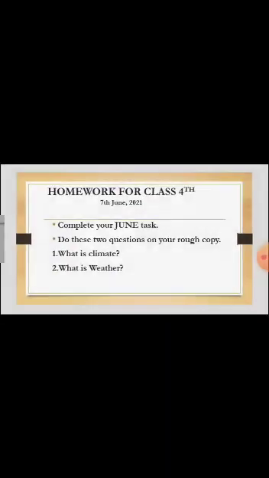This is all about the June task, which you will do in your neat copies, in a very proper way, in very neat and clean handwriting with proper shadings. All the ending lines should be drawn in a very neat way. Today's homework is to complete your June task in neat and clean handwriting. The answers are very easy. If you have attended the previous class, you will easily give the answers in 1 or 2 lines. After completing every answer, you must draw the ending line.